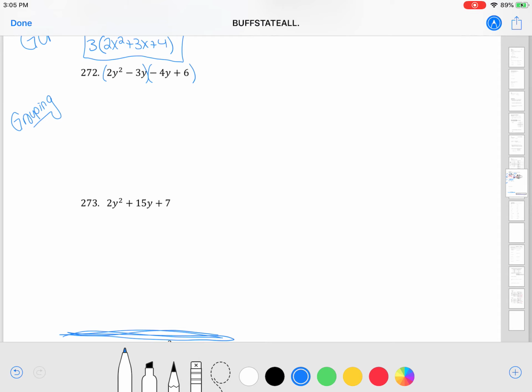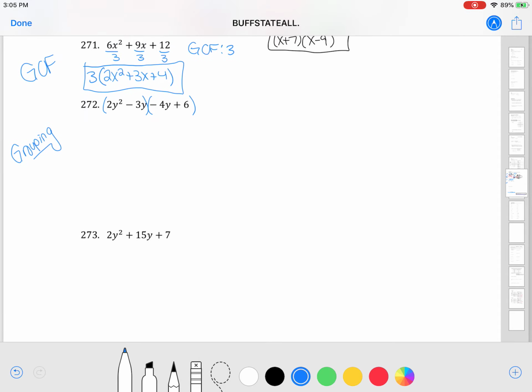So I start by grouping my first 2 terms together and my second 2 terms together, and I GCF each group. My first group has a GCF of just y. You can write 1y, absolutely nothing wrong with that. But make sure you bring down that 1y or the y out in front of parentheses and then divide. 2y squared divided by y is a 2y. 3y divided by y, technically negative 3y divided by y, is a negative 3 because those y's cancel. Okay, my GCF for the next group between 4y and 6 is a 2. When I go to take out that 2, I have a problem. Negative 4y divided by negative 2 is a negative 2y, and that won't match up.